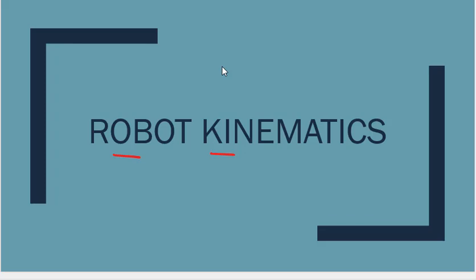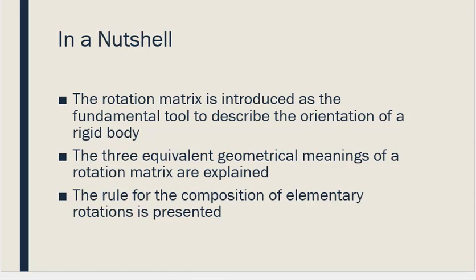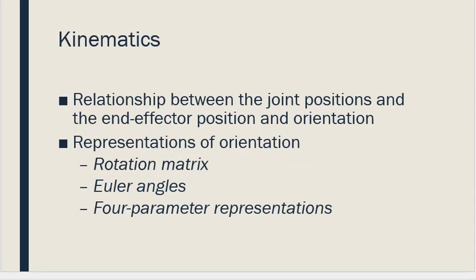Okay, let's start. Kinematic robots, in a nutshell. We'll know this type of question in this video. Kinematics is the relation between joint position, every joint, this word is important, and end effector position.